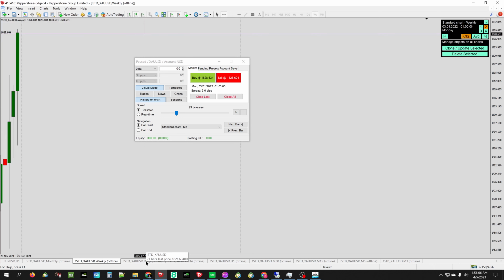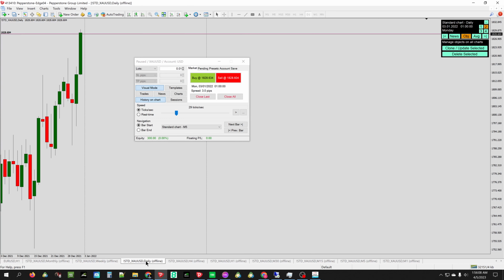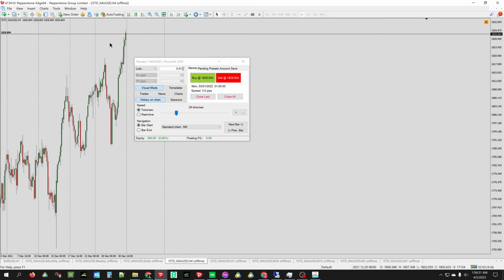If I move next to the daily time frame, I can see some information here. In daily we are also moving up. We have broken above the resistance that price previously created at 1811 and we moved up. So I can anticipate, just by looking at the daily time frame, that the trend is bullish and we can continue pushing up.